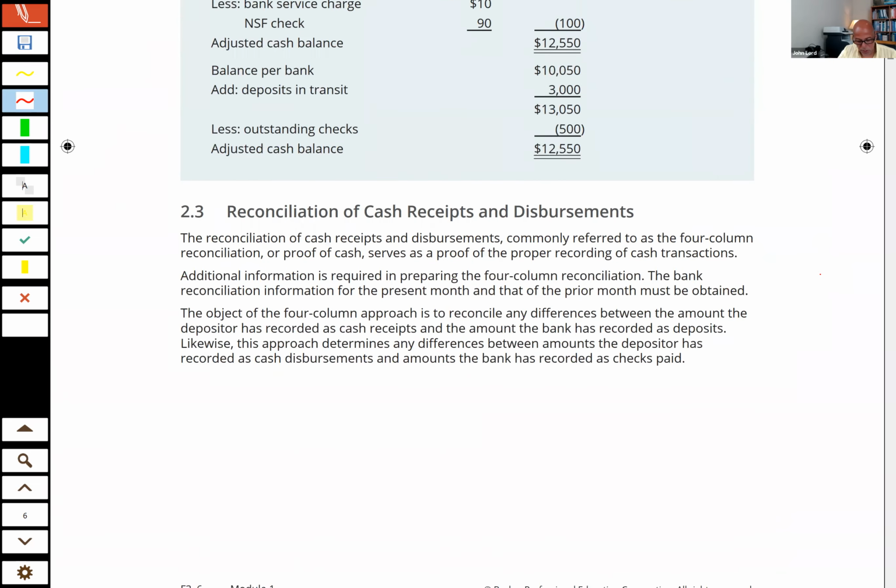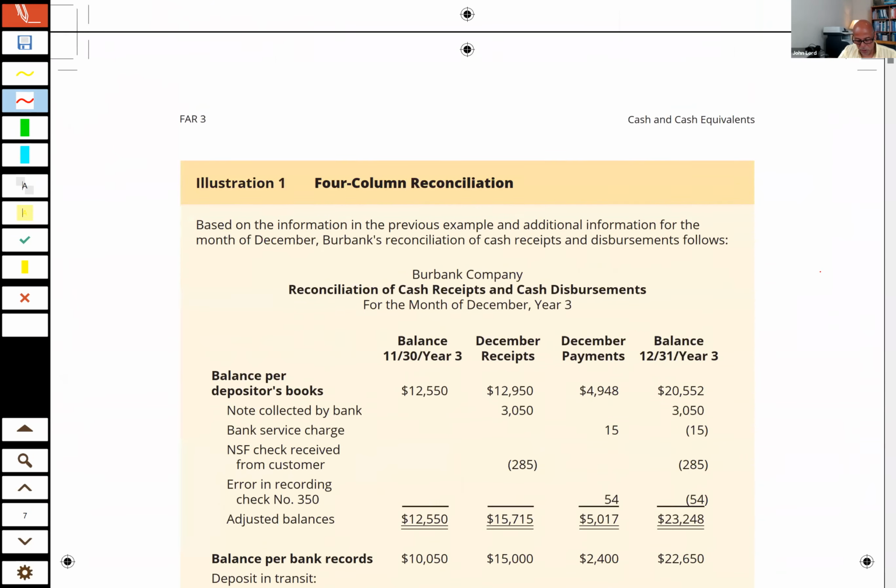So I want to turn our attention now to, and don't worry about the four-column bank reconciliation, but I do want you to look at this question now.